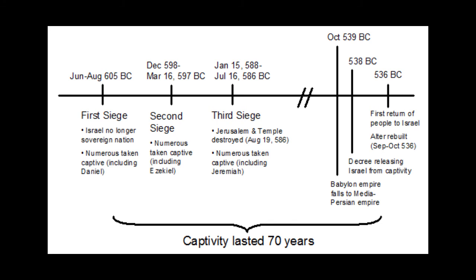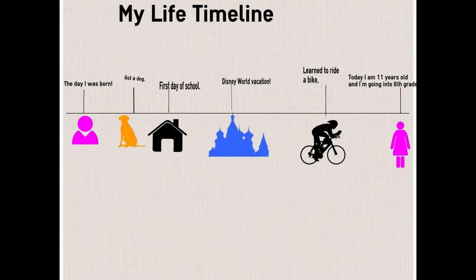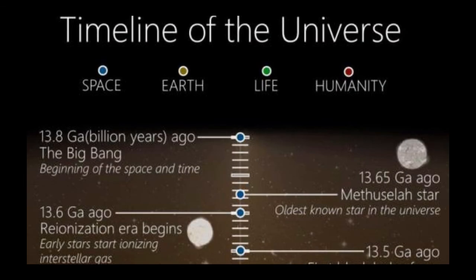C. Students can trace the dates of birth of their family members on a timeline in chronological order. D. Timelines are also used to know the chronology of the universe.